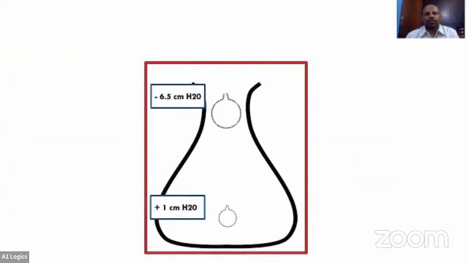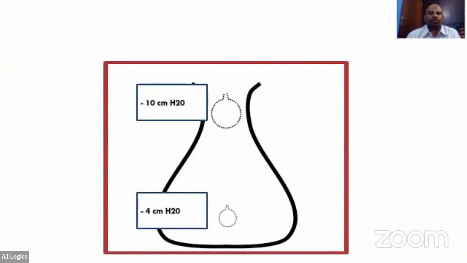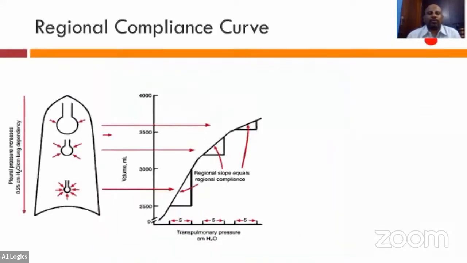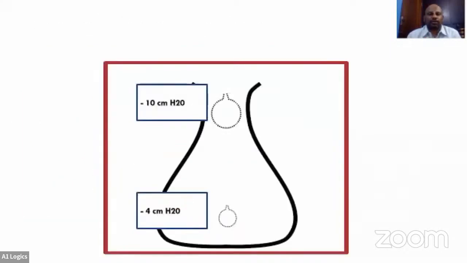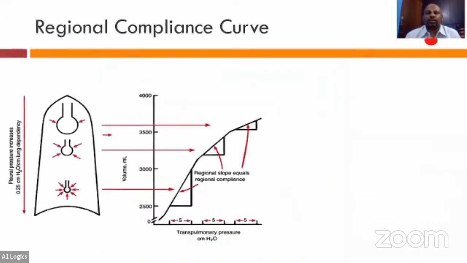So look at this. Now the chest wall is expanding. What happens is the negative pleural pressure becomes more negative, from -6.5 to -10, and in the lower part it becomes -4. The chest starts and the lung starts to expand. You can see that the basal areas expand more and the alveoli are filling better in the lower areas.